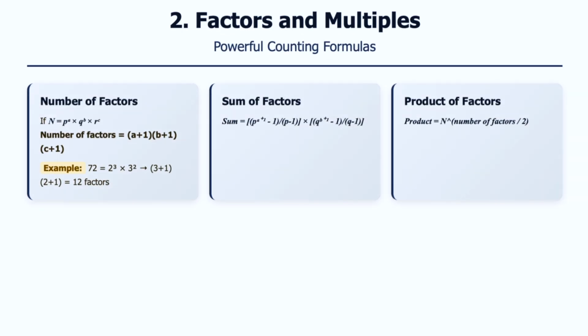Now, factors and multiples. If a number n equals p to the power a, times q to the power b, times r to the power c, then the number of factors is simply (a plus 1) times (b plus 1) times (c plus 1). For example, 72 equals 2 cubed times 3 squared. So factors equal (3 plus 1) times (2 plus 1), which is 12. Beautiful, isn't it? You also have formulas for the sum and product of factors, incredibly useful for GMAT questions.